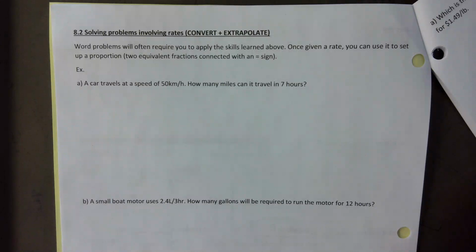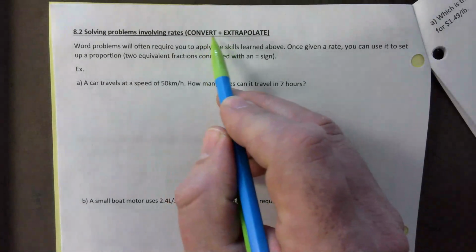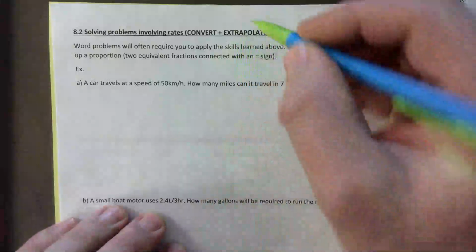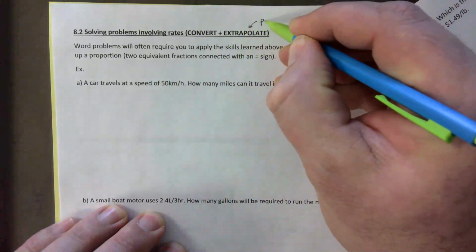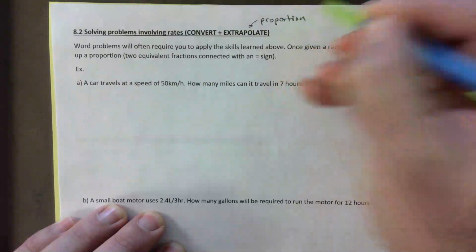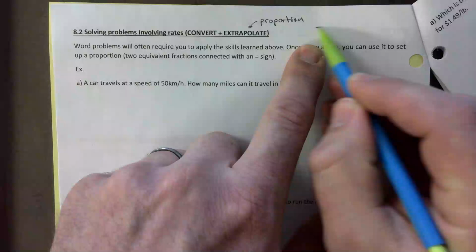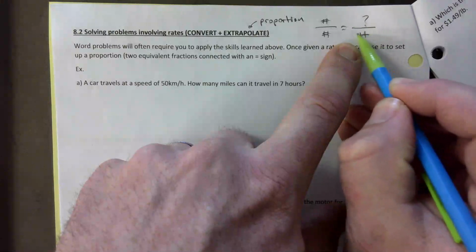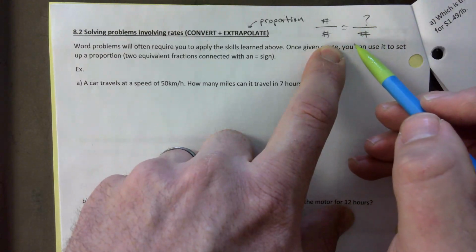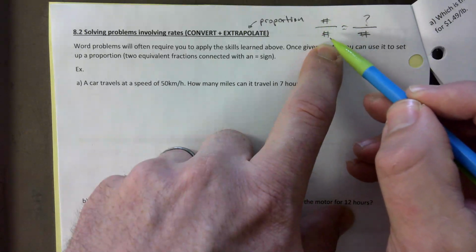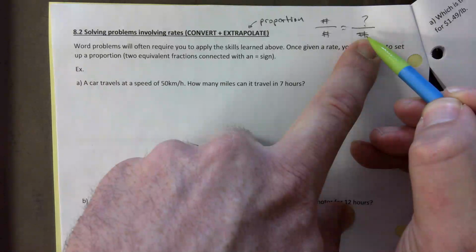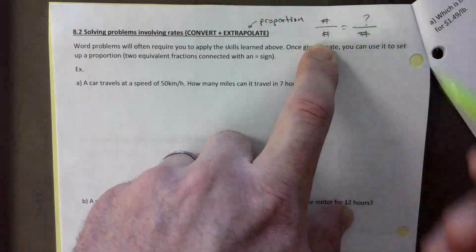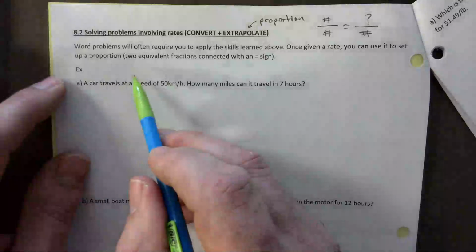Solving problems involving rates. So we've done this, but now there's a word problem attached to it, right? So convert and extrapolate. By that I mean proportion. You know you're going to have to set up a proportion, which is basically a number, and there's going to be a question mark number, something like that. And the key here is you will get some sort of rate, and they'll give you one and they'll ask you for the other. Then you know you have to set up a proportion, right? So that's really how this goes, okay?